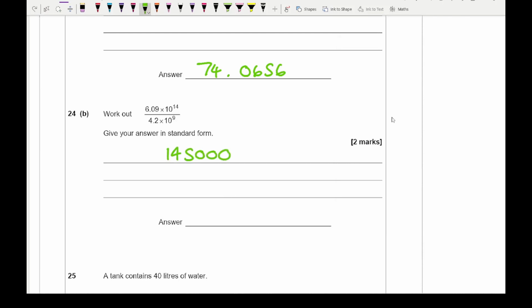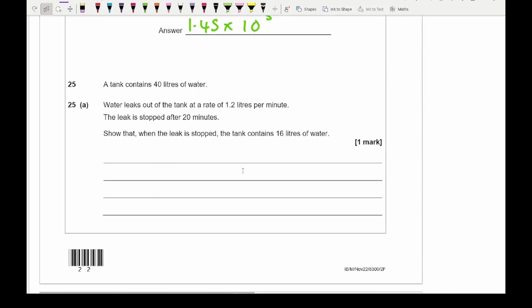Now the question is asking me to give my answer in standard form, so that's going to be 1.45 times 10, and then I'm moving the decimal point 1, 2, 3, 4, 5 places, so the answer then is going to be 1.45 times 10 to the power of 5.